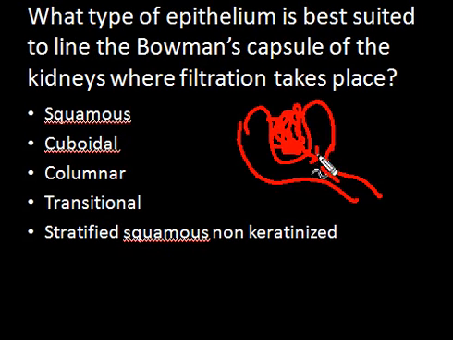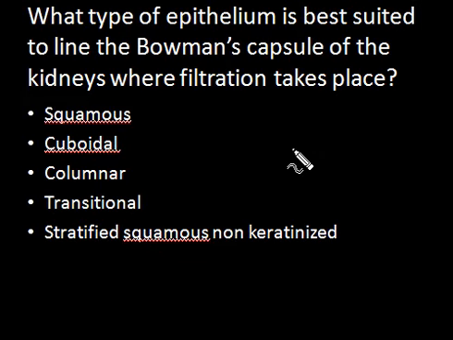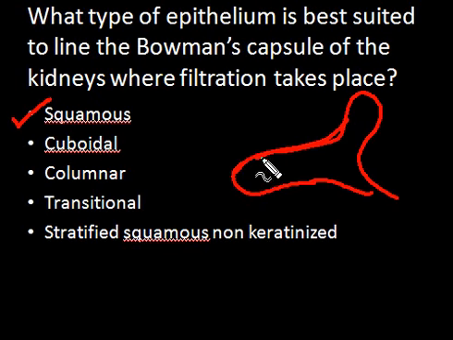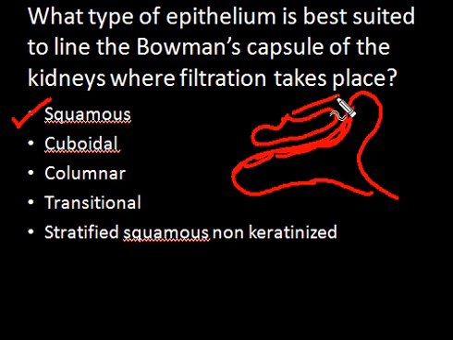Naturally, when fluid or anything has to pass through, and filtration is something where substances have to pass through, you don't want the epithelium to be thick. If it was thick, it's going to be very difficult for filtration to occur. So therefore the correct answer to this question is squamous epithelium. So imagine if the Bowman's capsule this way is lined by squamous epithelium, and then the blood vessels are also lined by squamous epithelium. Only thing is it's called endothelium there. So can you see it very easily, the fluid can pass out this way.